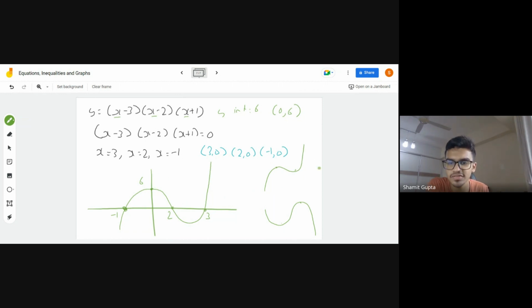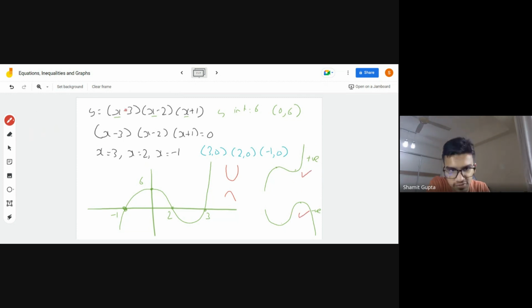Okay, and positive cubic graphs have a shape like this. Negative cubic graphs have a shape like this. Positive cubic graphs at the end tend to go to the positive y-axis. Negative cubic graphs at the end go to the negative y-axis. Like quadratics, positive are like this and negative are like this, right? So positive cubics are like this, negative cubics are like this.